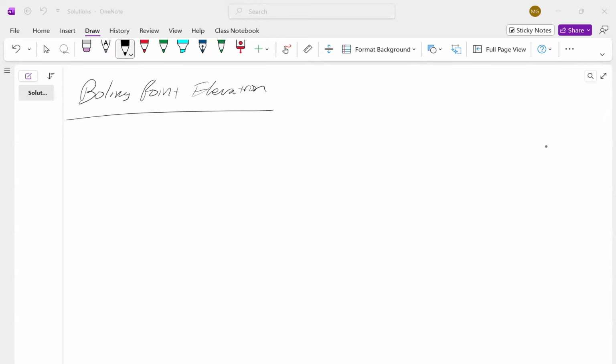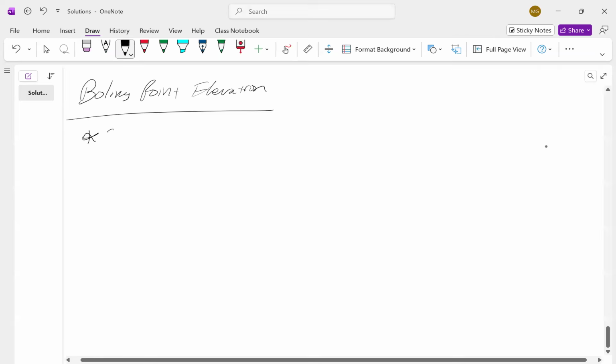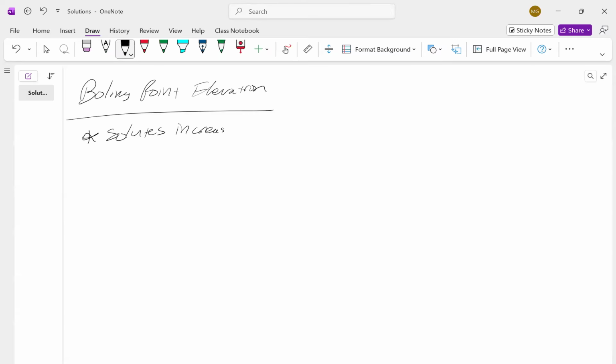All right, so the next colligative property we're going to look at is boiling point elevation. And as the name implies here, the addition of solutes to a solvent will increase the boiling point of that solution. So if you put table salt in water, it will boil at a higher temperature than 100 degrees Celsius. And how high that boiling point increases depends again on how many moles of salt that you add to that water.